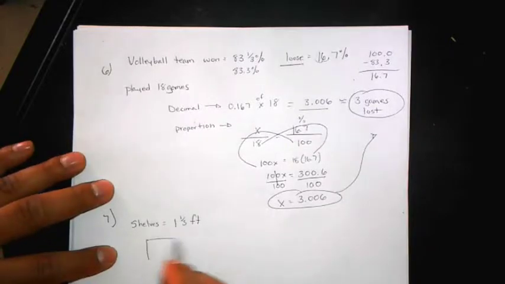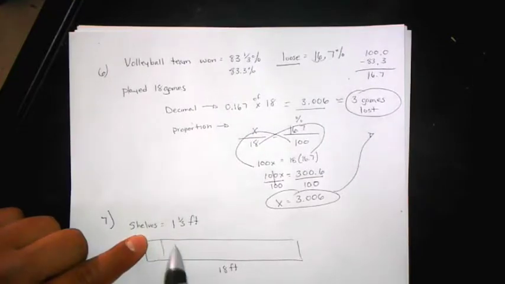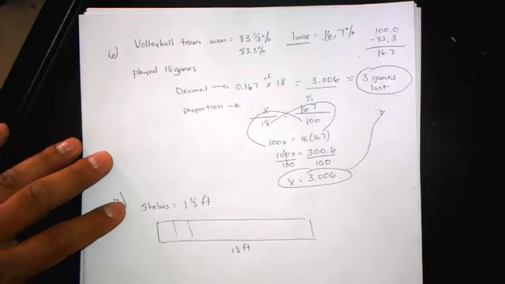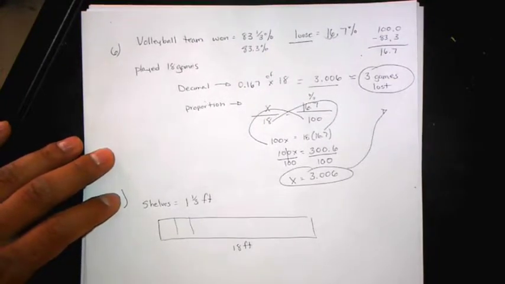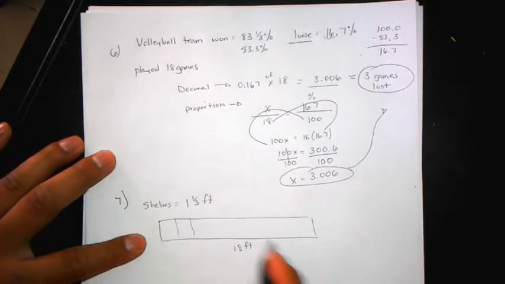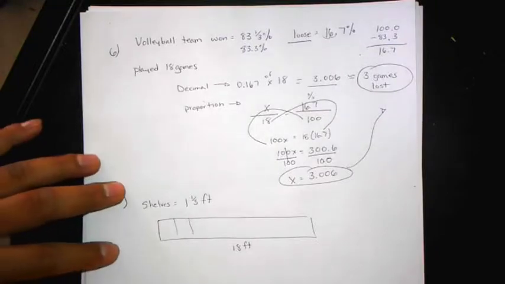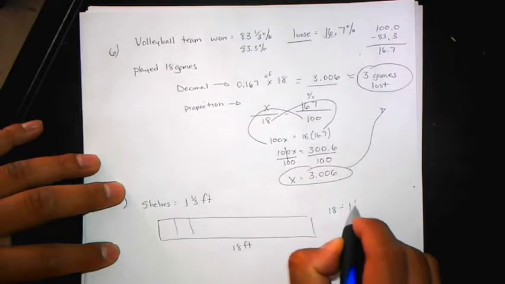So if he has an 18-foot board, how many sections can he make of 1 1/3? If you go ahead and draw this diagram, you should already know which order of operations you're going to use. If you're going to cut this up into sections, if you're going to divide this 18-foot board, what order of operations are you using? You're using division. So I could use 18 divided by 1 1/3.